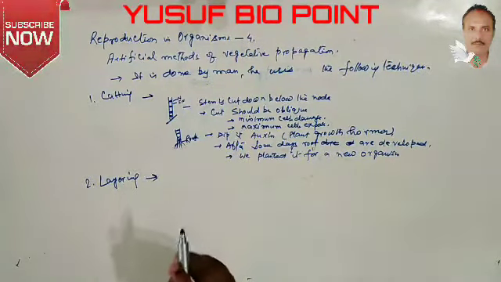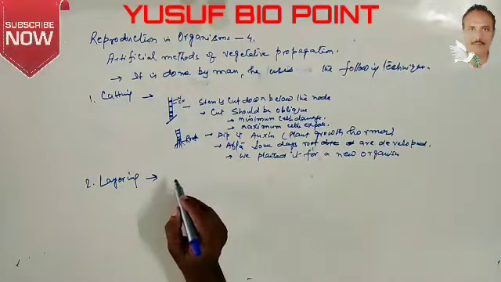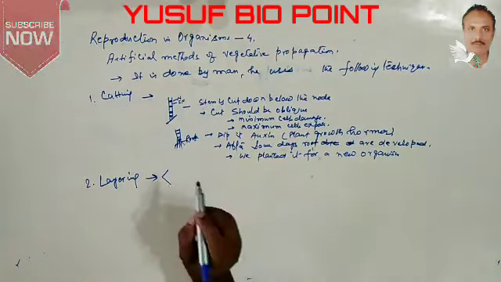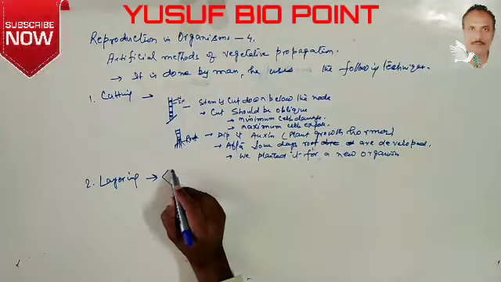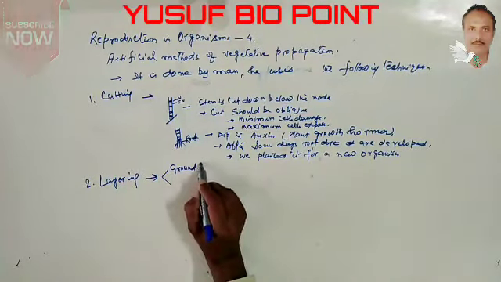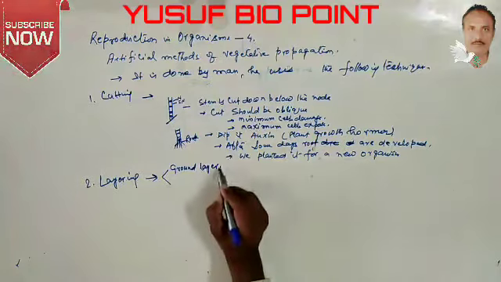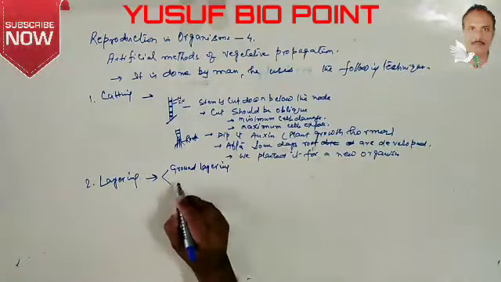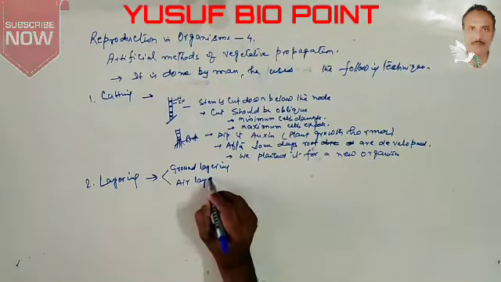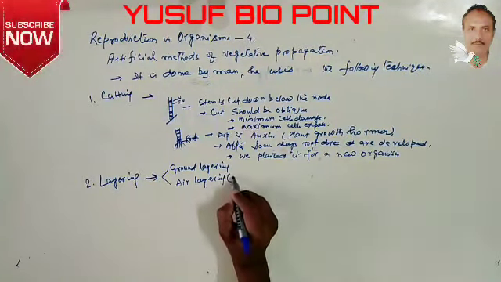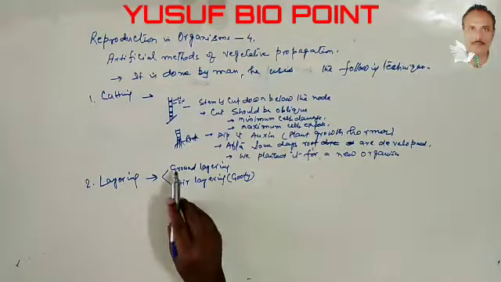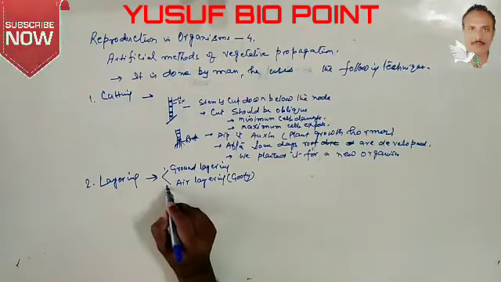layering. It is also a method of vegetative propagation. It is of two types. One is from the ground level, that is ground layering, and next is above the ground, that is air layering. It is also known as gutti. This is the first, this is the second.